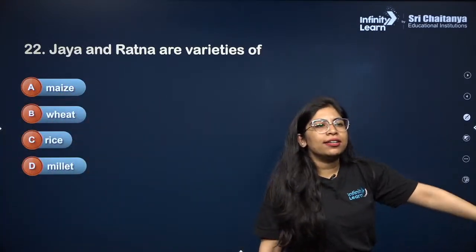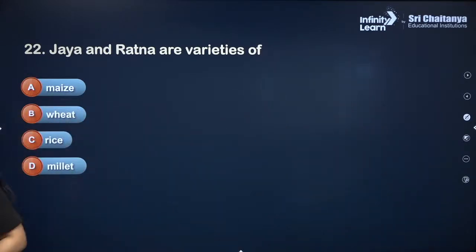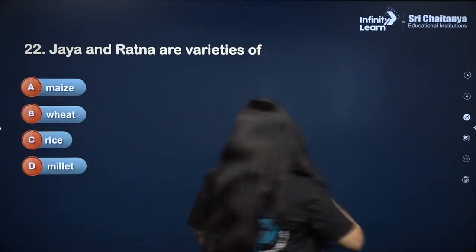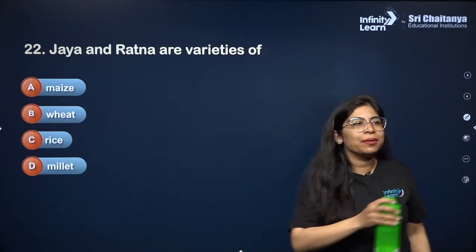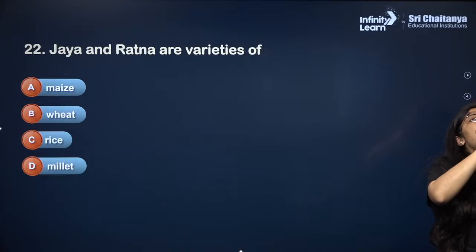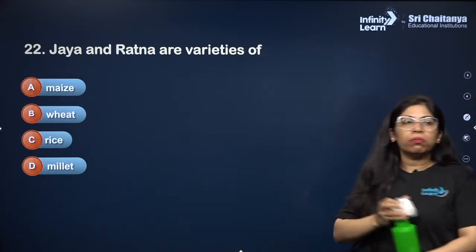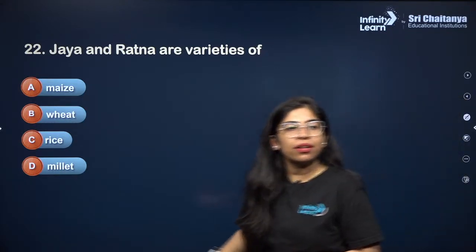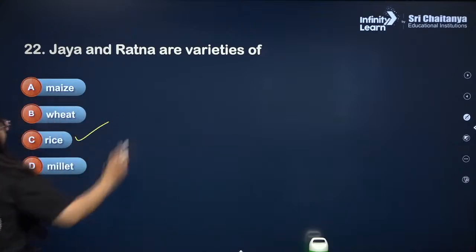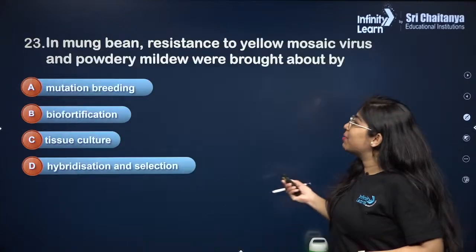Jaya and Ratna are varieties of what? Can be very quick here. When I was a student, I was like, okay, Jaya might be some girl who used to love what? Wheat, maize, rice or millet? Very good, everyone. Bacha Patti, amazing. Jaya and Ratna. Jaya likes rice. So Jaya and Ratna are varieties of rice, Bacha Patti.